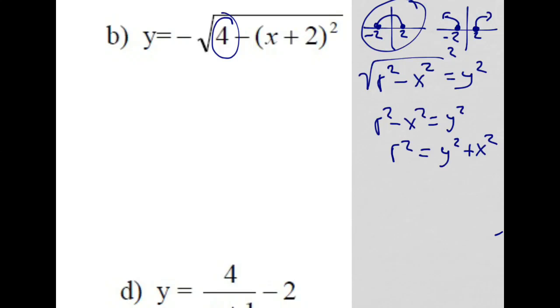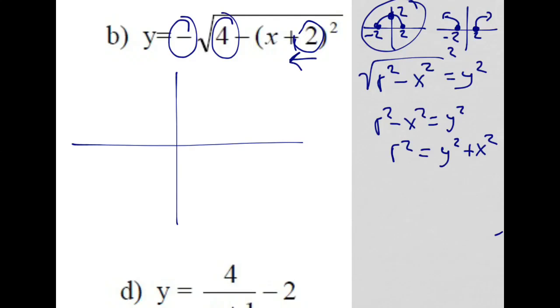So let's see what we can do with that. We already said the endpoints are going to occur at negative 2 and positive 2. That y value right there is also actually going to be 2, but we have a translation 2 units to the left, and we also have a vertical reflection. So instead of being a frowny semicircle, it's going to be a smiley semicircle. So let's draw our axes.